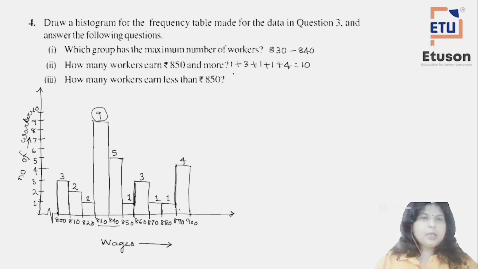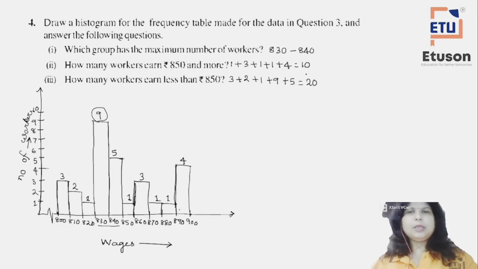Bit 3. How many workers earn less than 850? So when it is less than 850, we have to include all the class intervals in between 800 to 850. Now let us add them one by one. That is 3 plus 2 plus 1 plus 9 plus 5. So that is nothing but equal to 20. So 20 workers are earning less than 850.